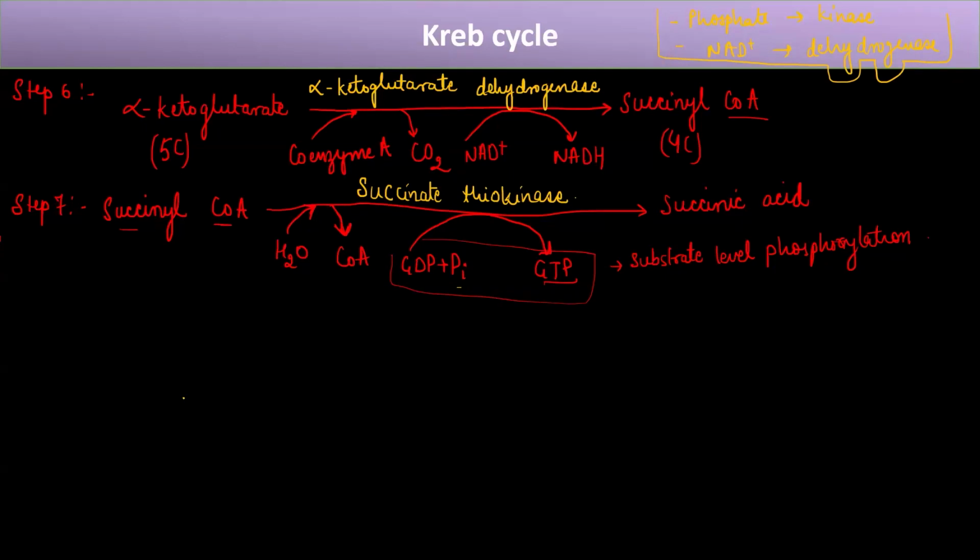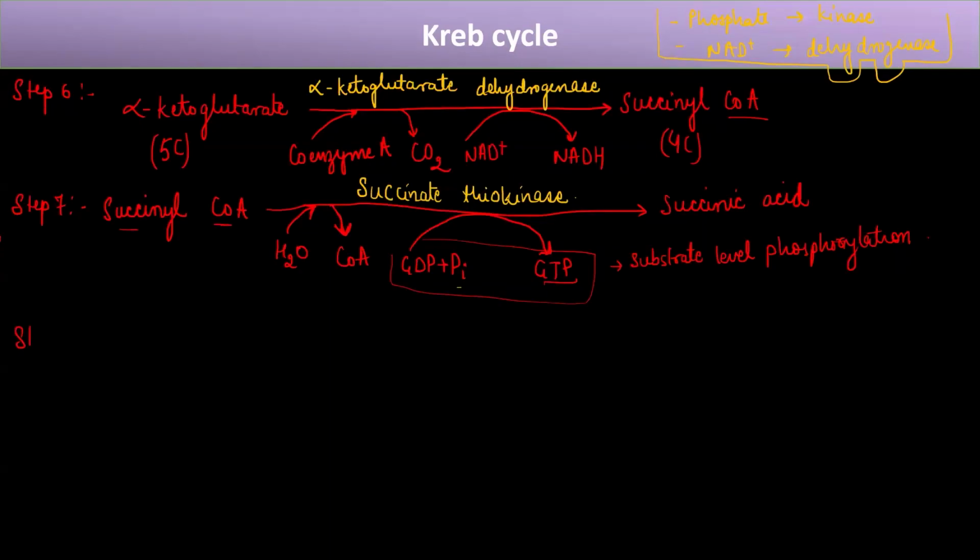The next step is step 8. So what happens in step 8? In step 8, the succinic acid that is formed gets converted into another compound that is known as fumarate.